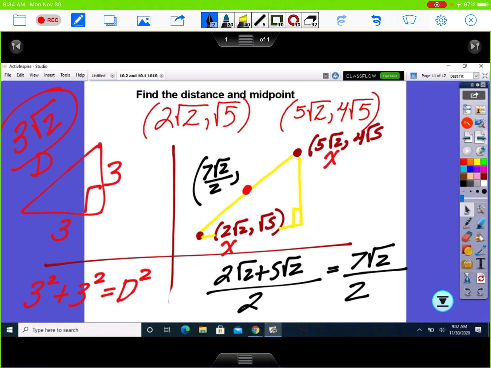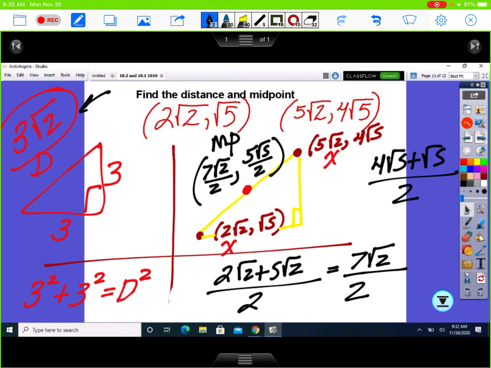Let's find the average of our y values. So that'd be 4 root 5s plus 1 root 5 all over 2. So that's 5 root 5s over 2, which doesn't simplify. 5 root 5s over 2. Is this making sense to everyone? Okay. Awesome. There would be your midpoint. There would be your distance. That's the end of the lesson.